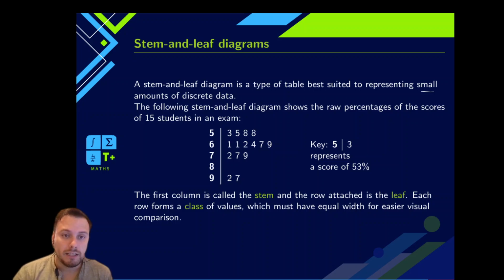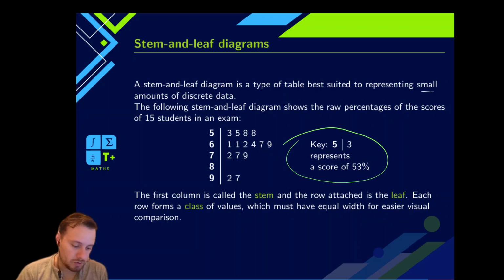This means, remember, that we're talking about data that cannot be divided into smaller units, okay? So, for example, here we have one stem and leaf diagram already presented that shows raw percentages of scores of 15 students. Here we're considering scores to be discrete data; you cannot have a 53.5, for example. The most important thing to understand when working with a stem and leaf diagram is that you must include a key. The key is essential for you to complete a stem and leaf diagram because the key is the one that tells the reader how to understand the diagram.